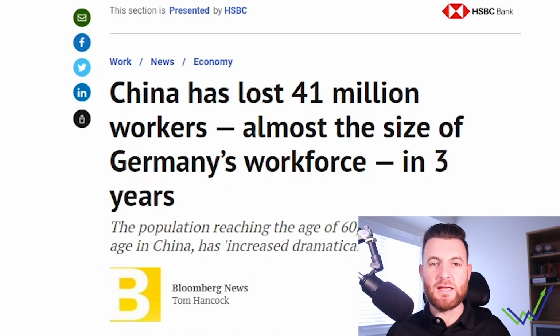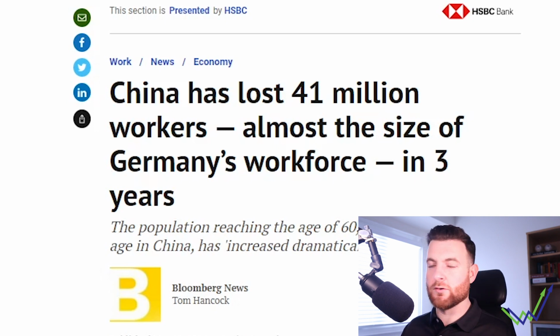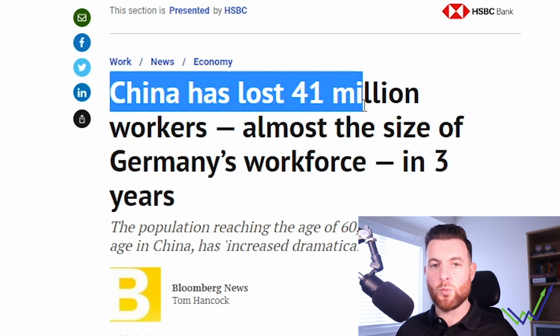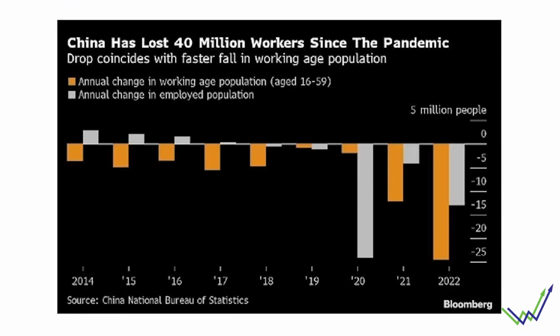Now, with that being said, there's another important factor that controls the destiny of the Canadian dollar, and that is commodities. One of the things that has caught my interest is what is happening in China. Let's take a look at this article from Financial Post that states China has lost 41 million workers, almost the size of Germany's workforce in its entirety. Just to get a visual perspective of what this means, there's a chart here that shows the annual change in working population, and look at the decrease in numbers.